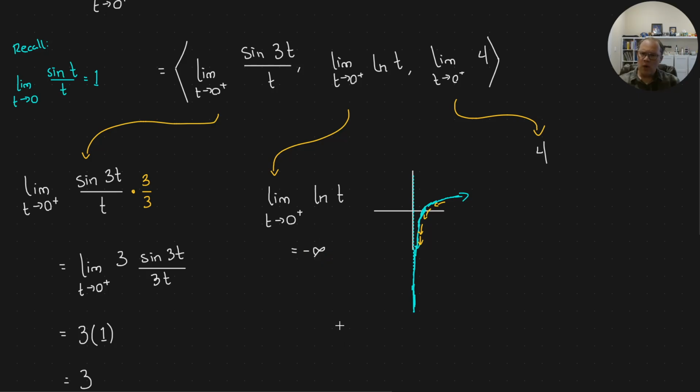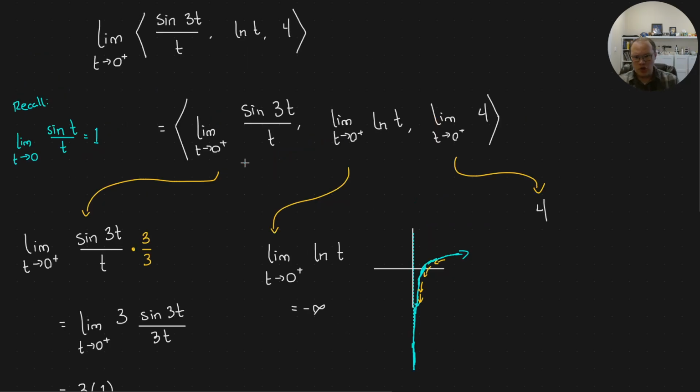Okay? What does that mean for the limit as a whole? We had 2 components where the limit exists, and 1 component where the limit does not exist. But in order for the full limit of the vector valued function to exist, it needs to exist for all 3 of the components. Because for 1 component the limit does not exist, the whole limit does not exist.